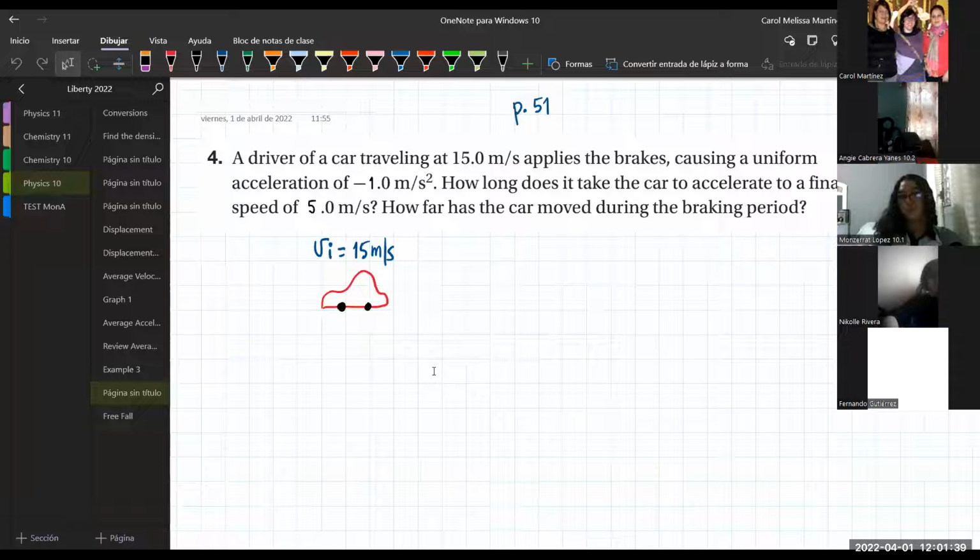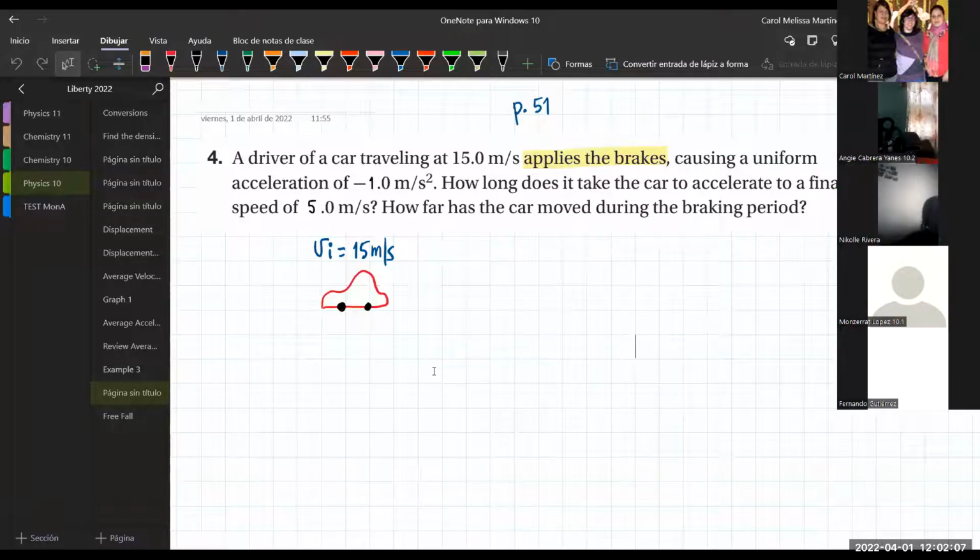So when it says applies the brakes, I know that the velocity is going to be reduced, because when you apply the brakes, it's because you want to slow down or you want to stop. And that goes opposite to what your initial motion was. So it says acceleration of -1 meters per second squared. What is that? Acceleration. Yeah, it's pretty clear that it's acceleration, okay?